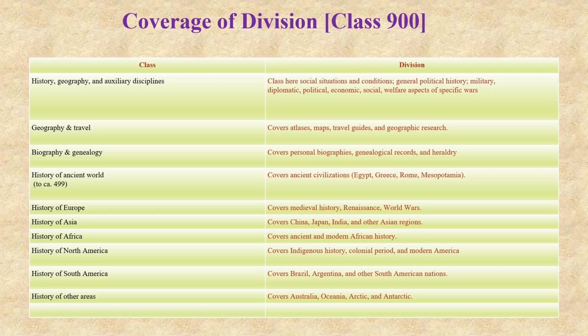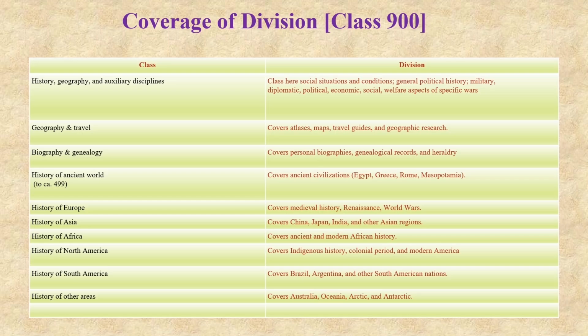Class 930 covers the history of ancient civilization up to approximately 499 CE. This section includes information on early human societies, major ancient civilizations, archaeology and cultural developments. 930 to 939 covers history of civilization up to 499 CE. Major ancient civilizations like Egypt, Rome, Greece, India and China have dedicated sections. Archaeology and prehistory are included in 930. This class helps organize books related to ancient world history systematically.